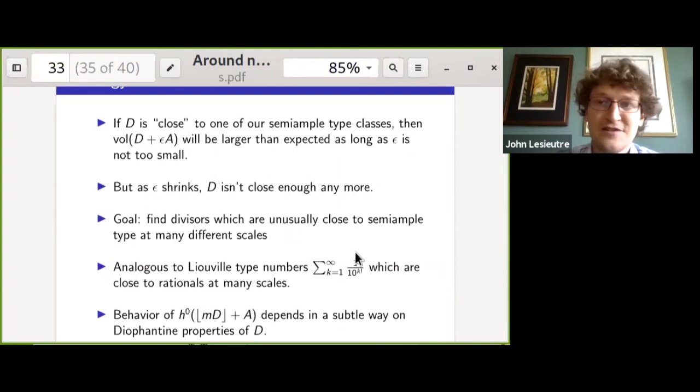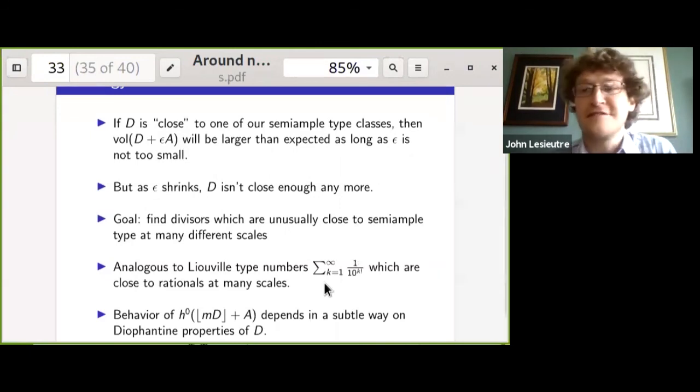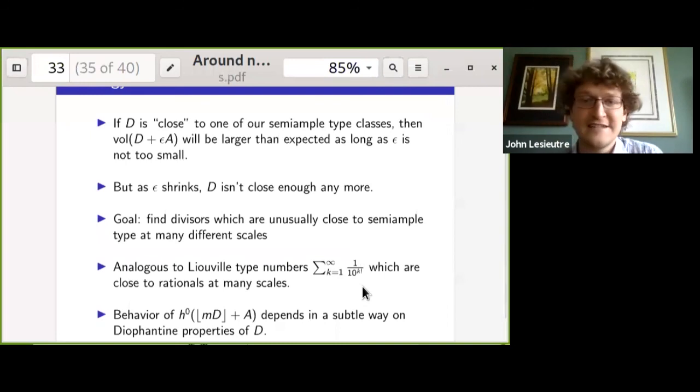in terms of rational numbers would be to look at something like a Liouville type number, that's the sum of 1 over 10 to the k factorial, right? That's really, really close to a rational number. There are infinitely many rational numbers where it's closer than you'd expect it to be. It's too well approximated by rational numbers. So you want to do kind of the same thing.